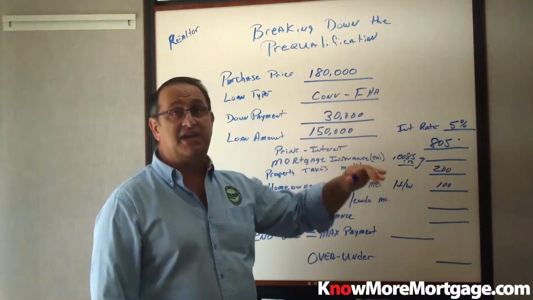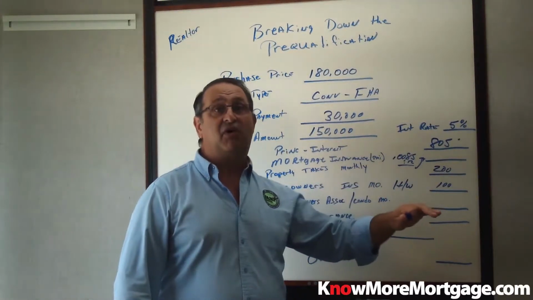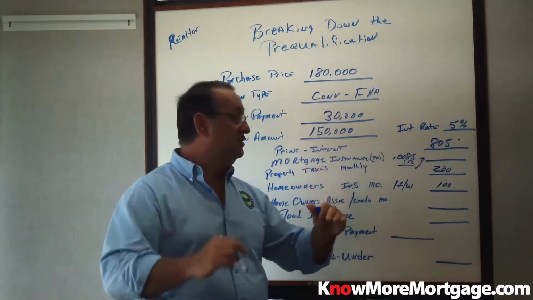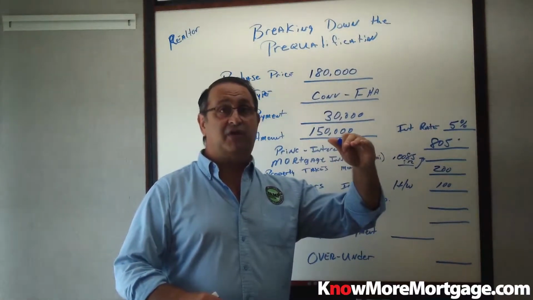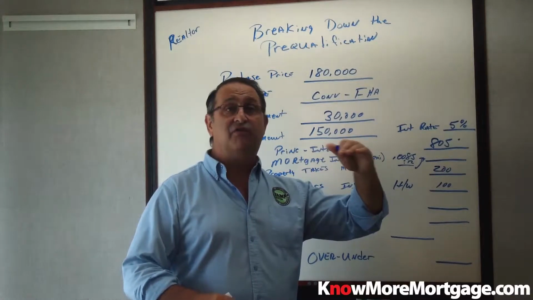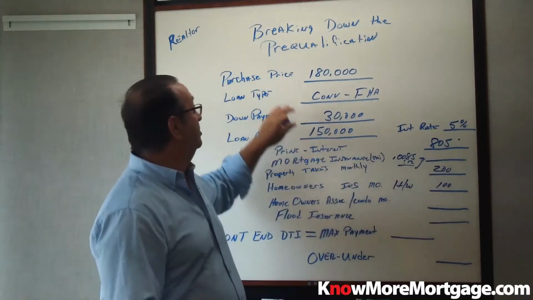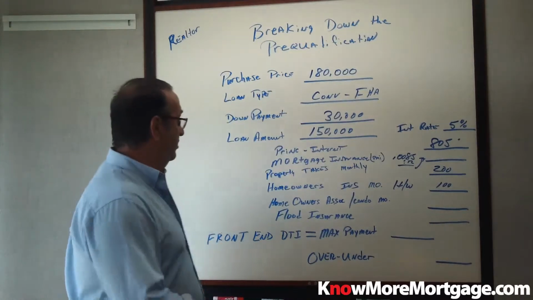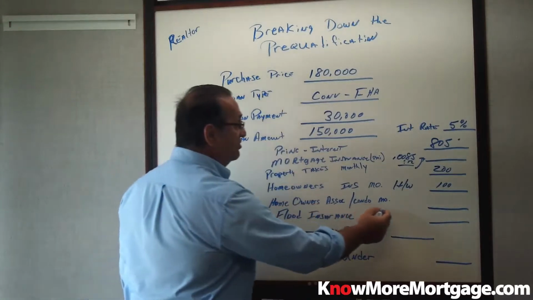Or if the houses are the same price, and one is brand new and one is 30 years old, that hazard insurance might be a higher cost for that older home. So these are all things that are going to affect your pre-qualification letter. Okay, homeowners insurance, homeowners association and condo fees.